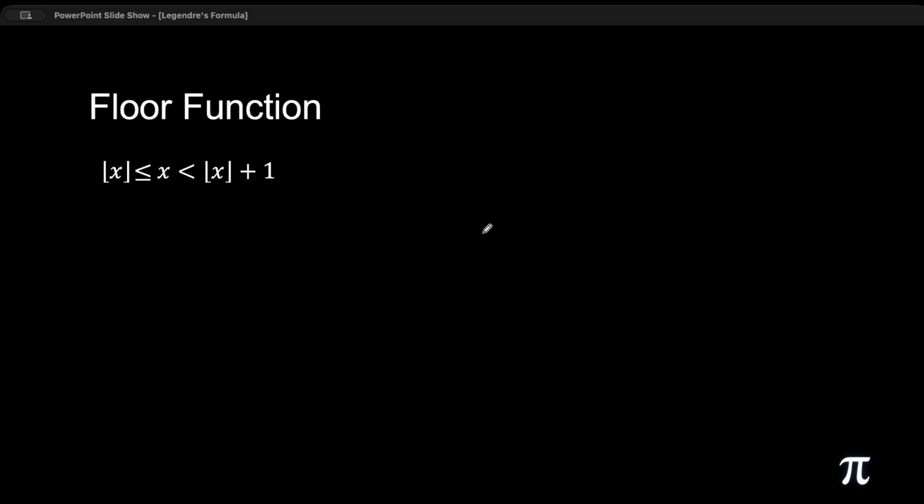Well, before we get into that, we need to take a look at the floor function. The floor function takes a real number and maps it to the greatest integer less than or equal to it. So it's essentially the process of rounding down to the nearest integer.